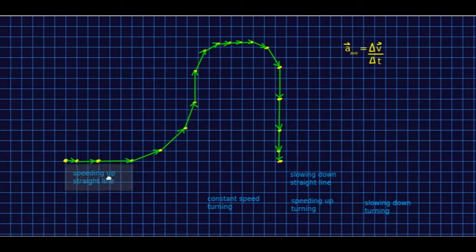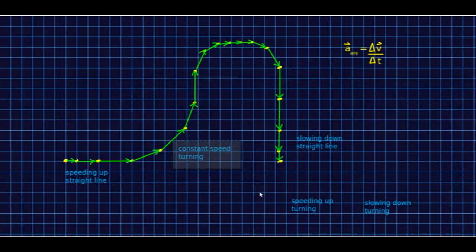So there's a part here which is speeding up in a straight line. And there's a part over here where this object is slowing down while moving in a straight line. There's a part here where it's going around a corner at constant speed. There's a part up here where it's going around a corner while slowing down. And there's a part up here where it's going around a corner while speeding up. So that's all the possibilities.